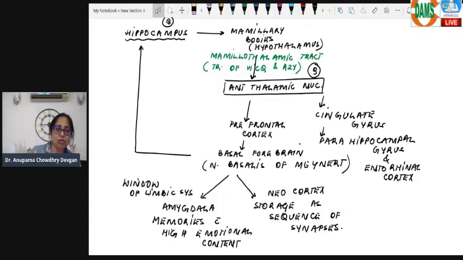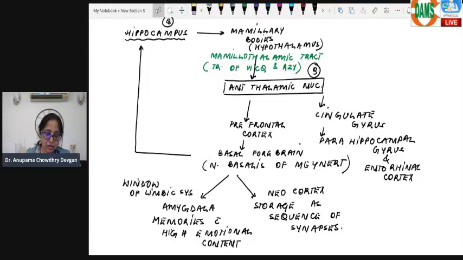Fiber connections are also between the basal forebrain and the amygdala. So memories with a high emotional content will go into the amygdala. From the anterior thalamic nucleus, there are also connections directly with the limbic system, that is via the cingulate gyrus, the parahippocampal gyrus and entorhinal cortex. This is for the emotions. I told you Papez circuit is involved in conversion of short-term to long-term memory, as well as for learning and emotions.